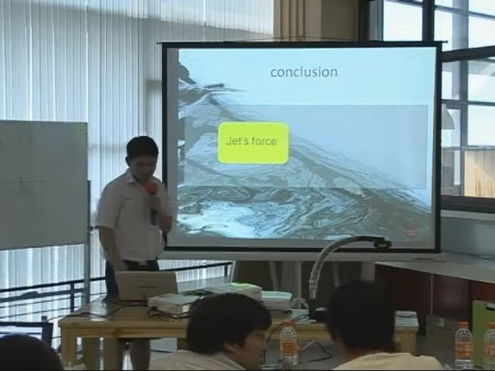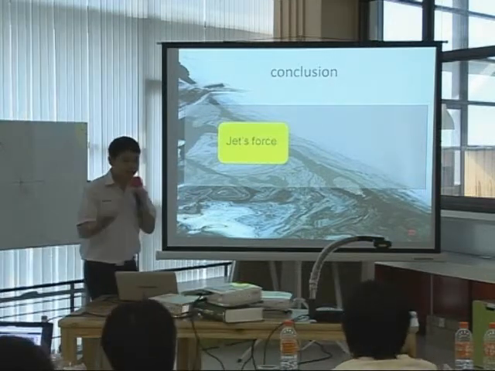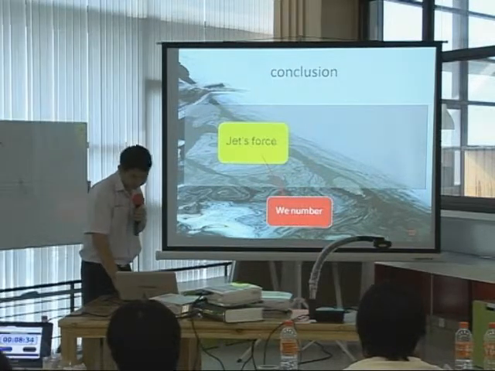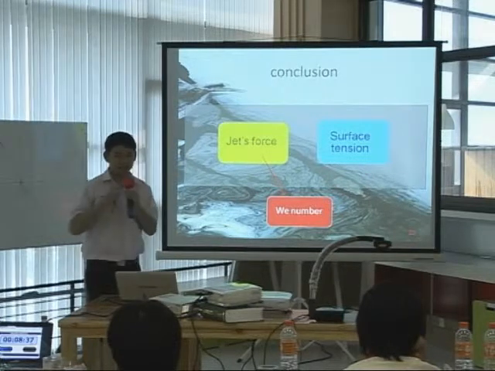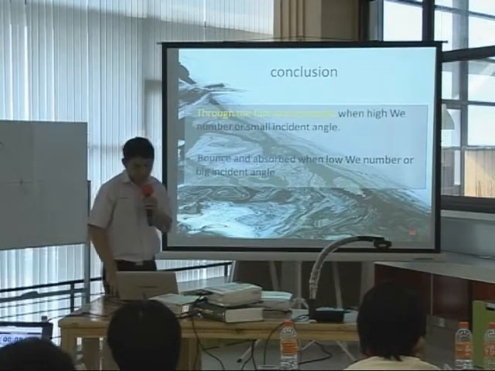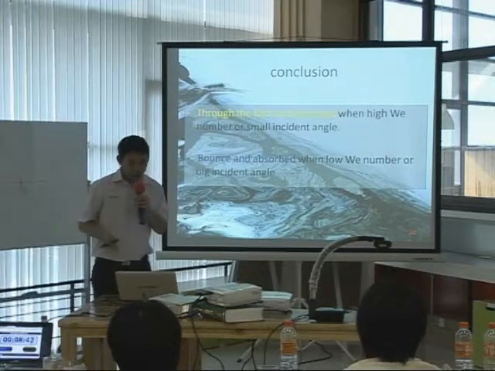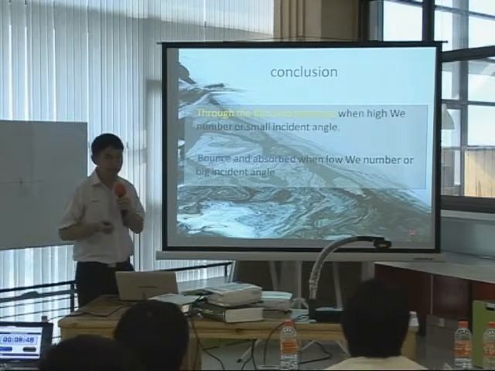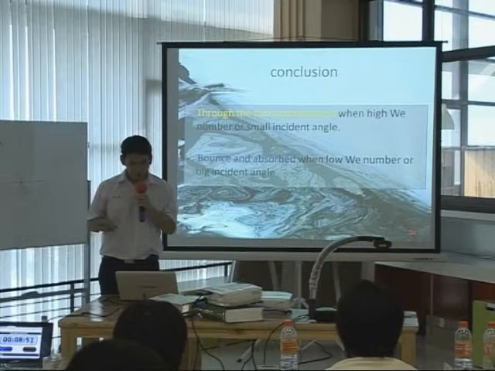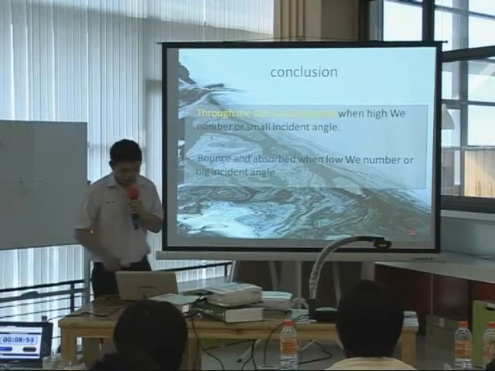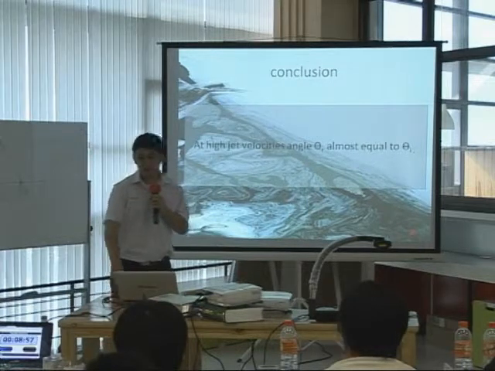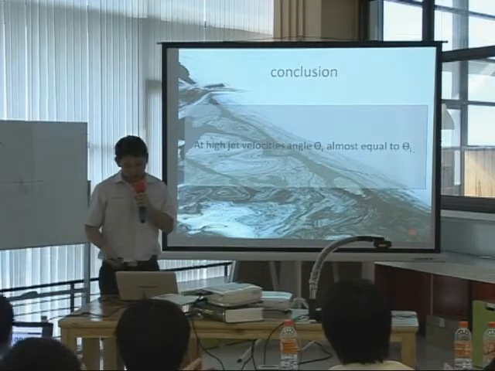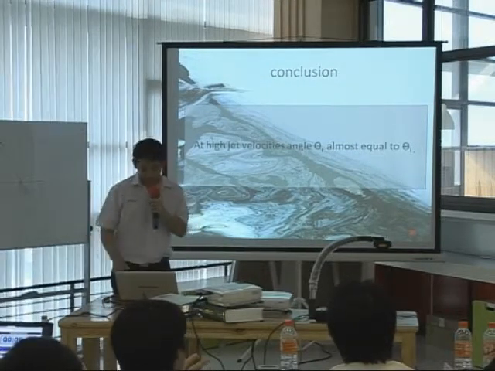Okay, I will conclude my study. In this problem, I talked about the jet force that I represent by the Weber number and the surface tension that makes different regimes. The jet will go through the films and be refracted when we have a high Weber number and small incident angle, and the jet will bounce and be absorbed when the Weber number is low or the incident angle is bigger. And from experiment 2, we know that at high jet velocity, the refracted angle is almost equal to the incident angle.